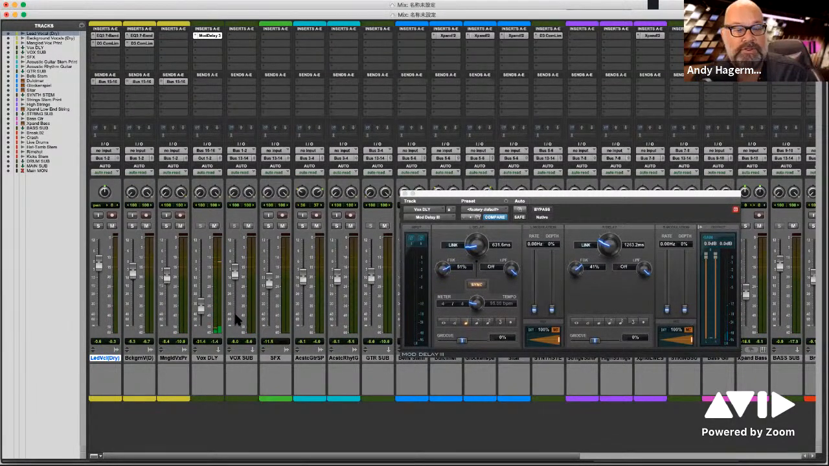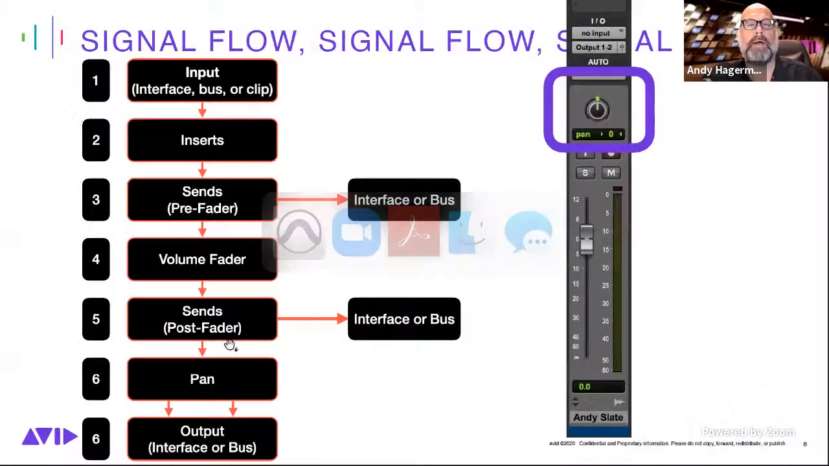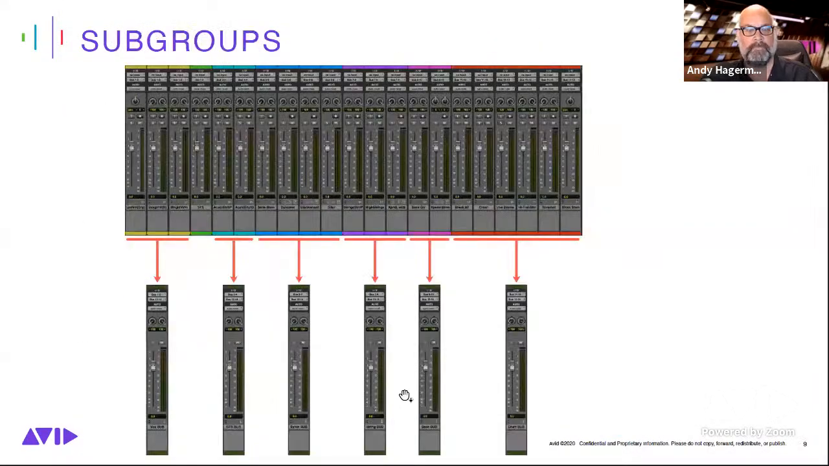Now, the last thing that we're going to do is talk about a thing called subgroups. Let me go back to my PowerPoint. A subgroup is also typically an aux track. We've used an aux track previously to put a reverb on. What I'm going to do is have an aux track be the recipient of the outputs of individual tracks. And I've already set this up in my mix.